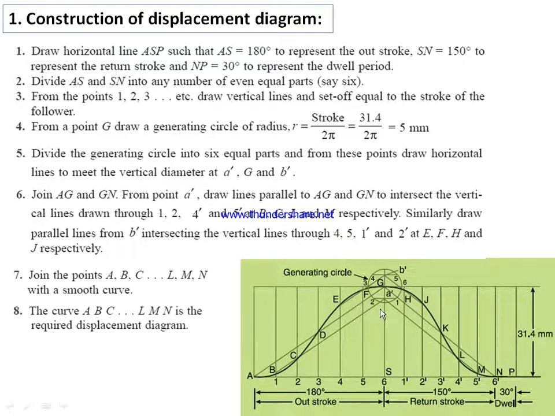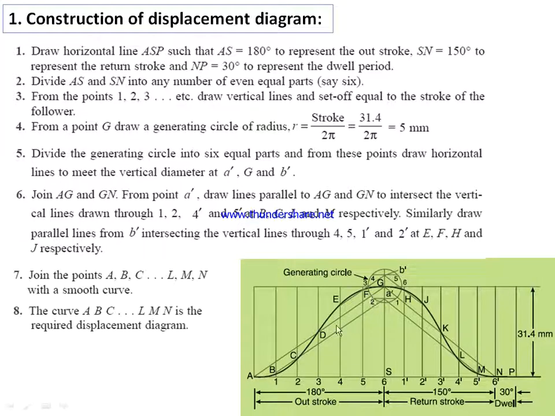Again, you divide this generating circle into 6 equal parts and name them as 1, 2, 3, 4, 5, 6. And again, you project these points 1, 2, 3, 6 and 4, 5 on this vertical line, right? And then let us draw the cycloidal path during the outstroke.